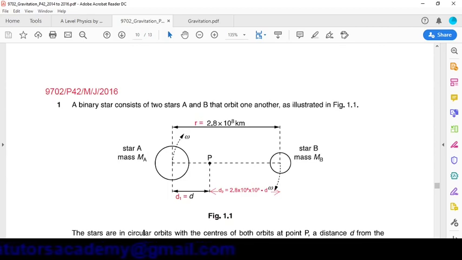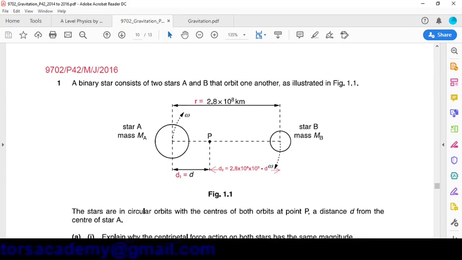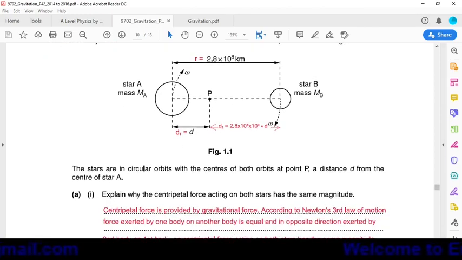Okay, this is from May June 16. A binary star consists of two stars, A and B, that orbit one another. This is A, this is B. This is a fixed point, and about this fixed point both the stars are rotating. The stars are in circular orbits with the center of both orbits at point P. This is the fixed point, at a distance d from the center of star A.